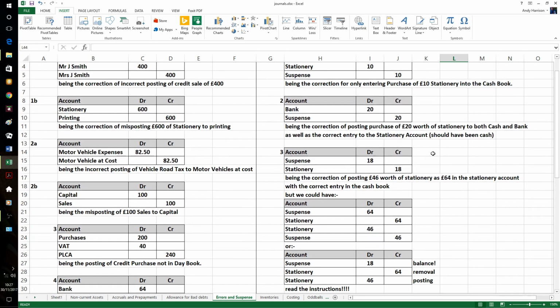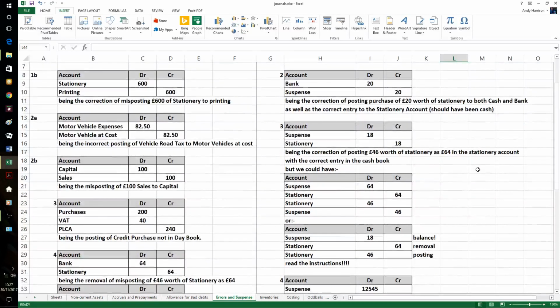This one then, so what we've actually done, we bought £20 worth of stationery, put it in the cash and the bank, but we didn't need to put it in the bank because it was paid for cash. So we debit the bank, therefore we'll credit the suspense. So two credit entries, one debit.